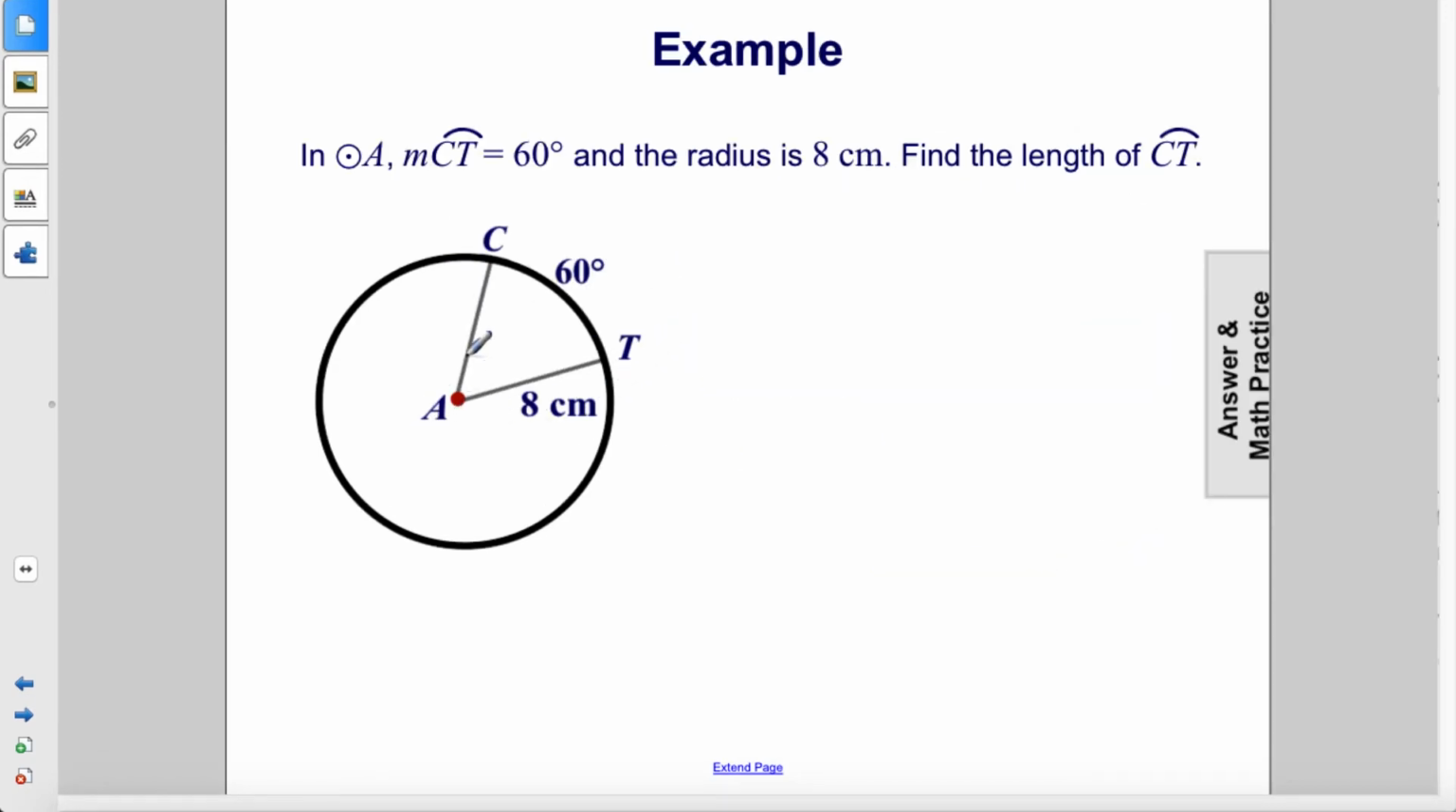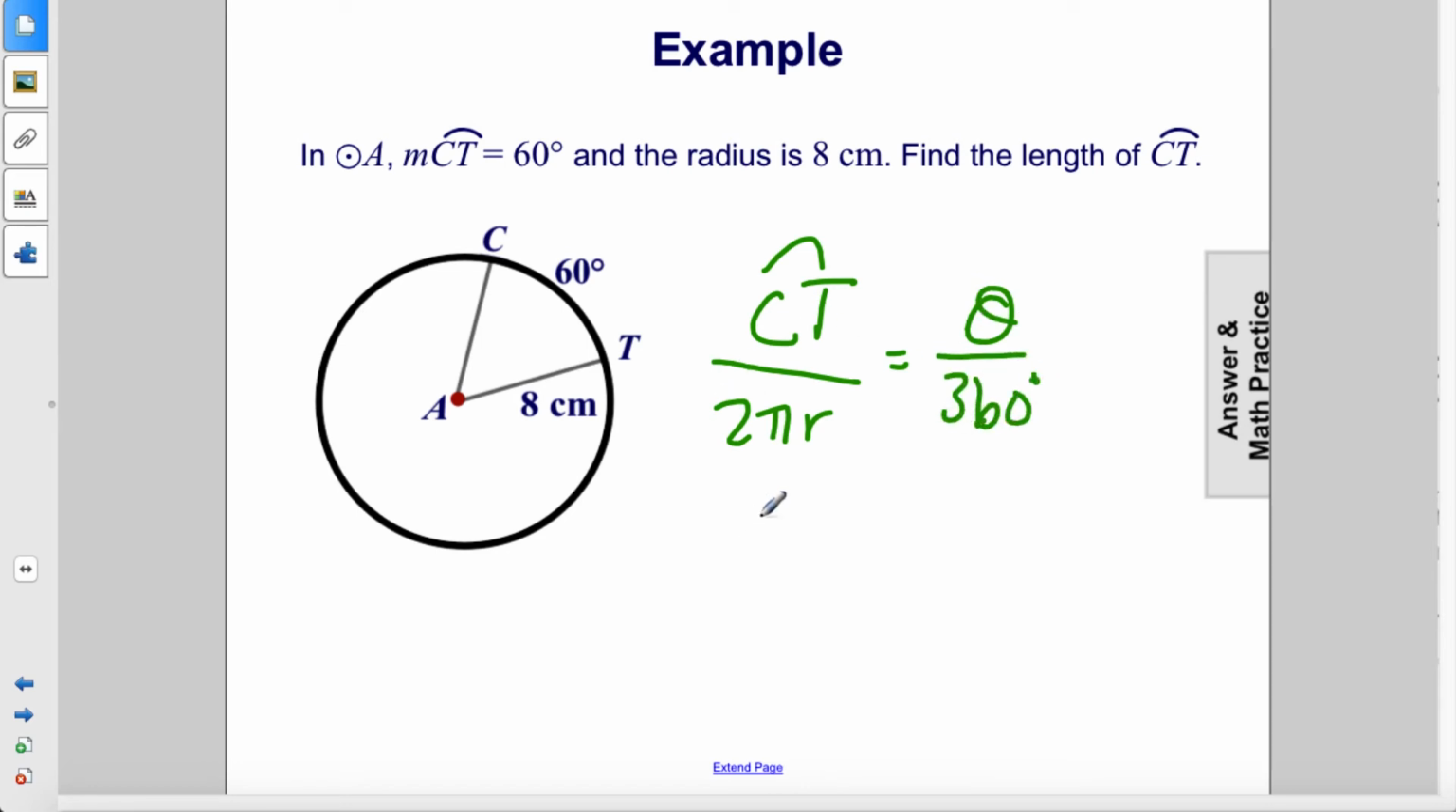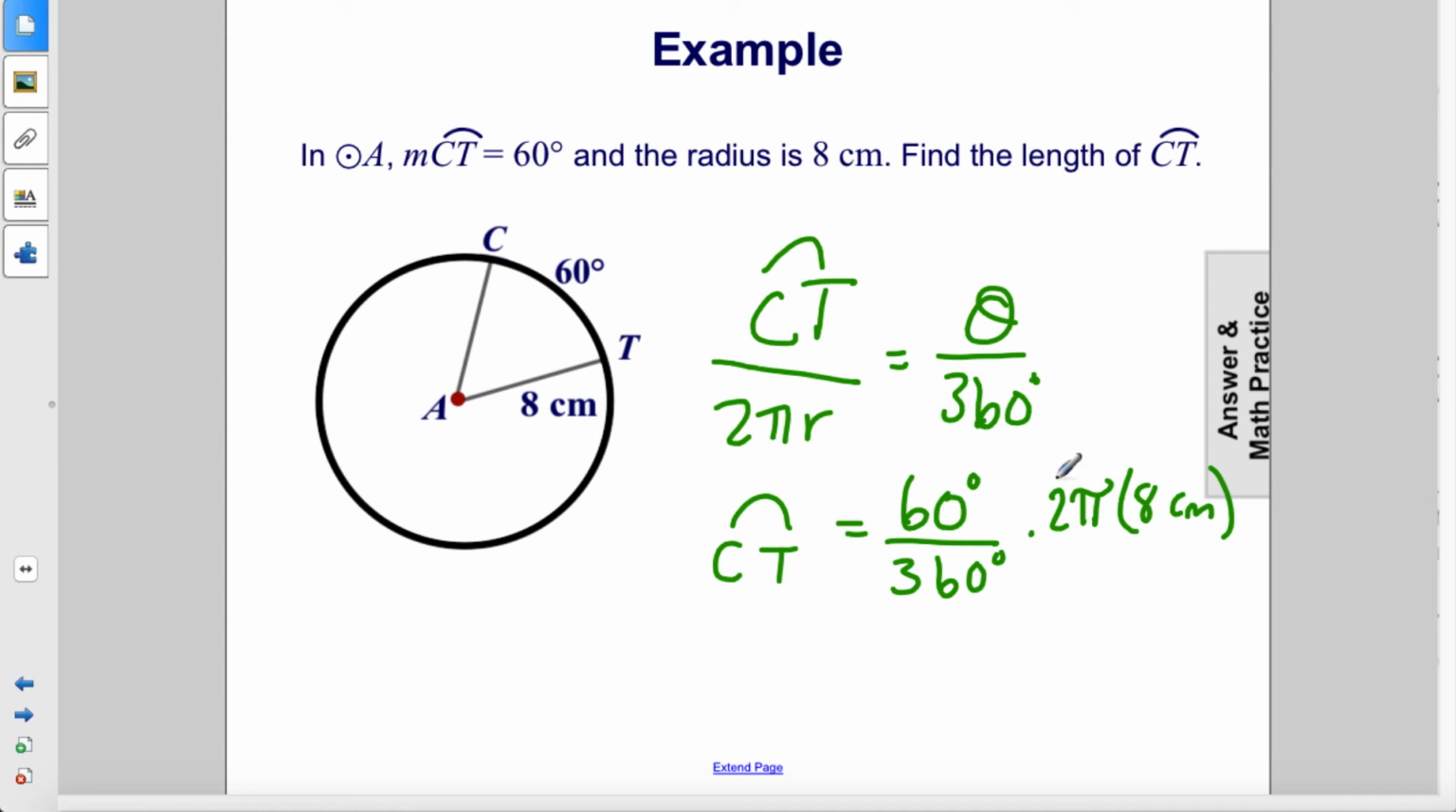In circle A, the measure of arc CT is 60 degrees and the radius is 8 centimeters. Find the length of arc CT. Alright, so the arc CT length over 2 pi r equals theta over 360 degrees. So we have arc CT equals theta, which is 60 degrees, over 360 times 2 pi r, which is 8 centimeters. So when you do this math, you get that arc CT equals 2.67 pi centimeters.